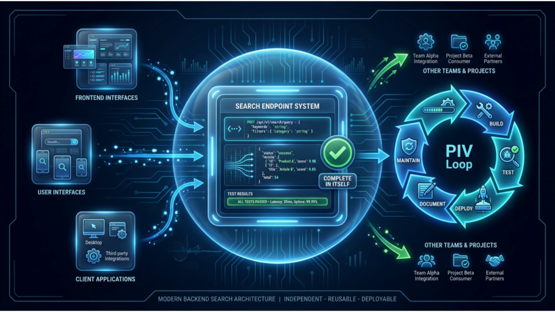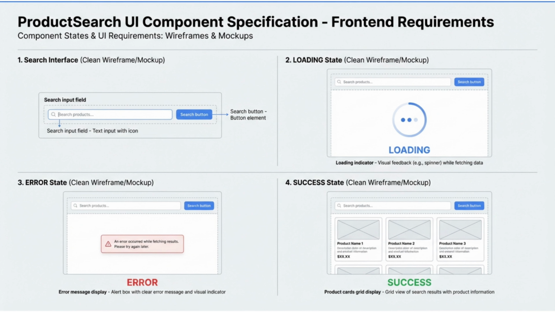Now we move to PIV 2, where we build the interface that humans will actually use. PIV 2 focuses entirely on the front end. Our goal is to create a search component that lets users type a query and see matching products. This component needs a text input, a submit mechanism, a loading state while the API responds, an error state if something goes wrong, and a results display. Each of these elements needs to work correctly before we consider this PIV complete. The front end has its own validation layer, and we respect it.